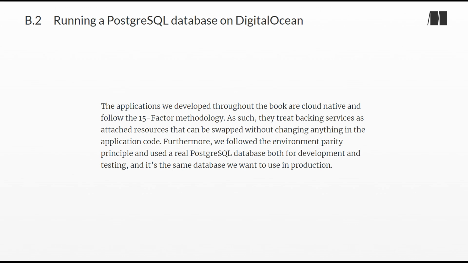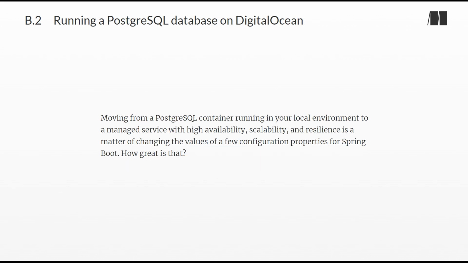As such, they treat backing services as attached resources that can be swapped without changing anything in the application code. Furthermore, we followed the environment parity principle and used a real PostgreSQL database both for development and testing, and it's the same database we want to use in production. Moving from a PostgreSQL container running in your local environment to a managed service with high availability, scalability, and resilience is a matter of changing the values of a few configuration properties for Spring Boot.